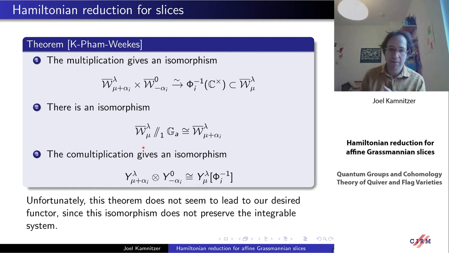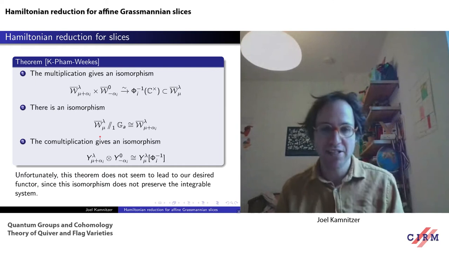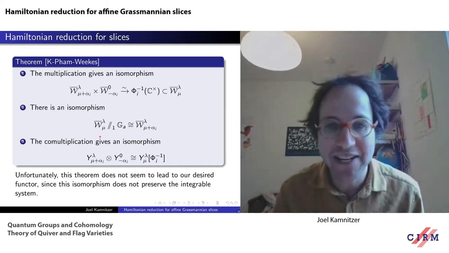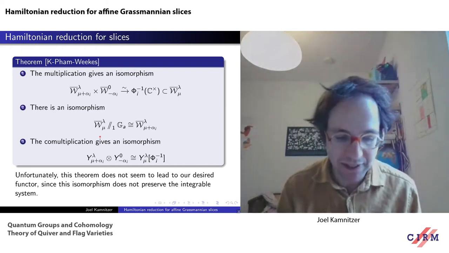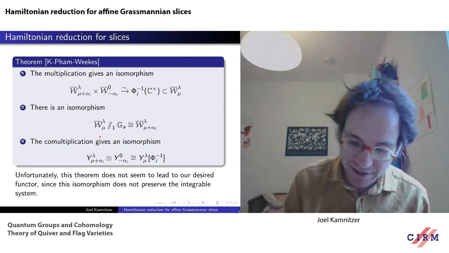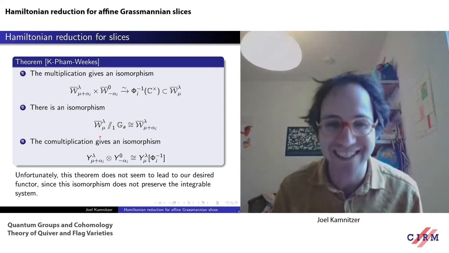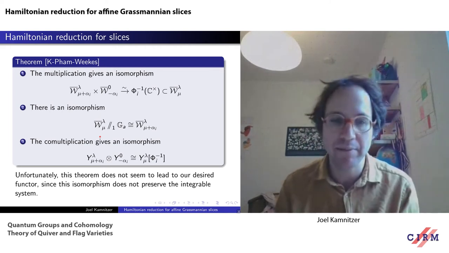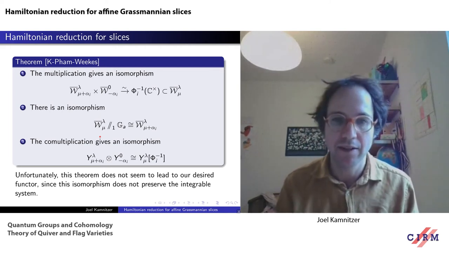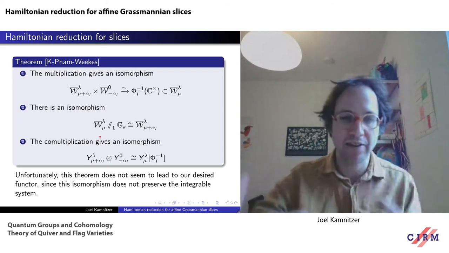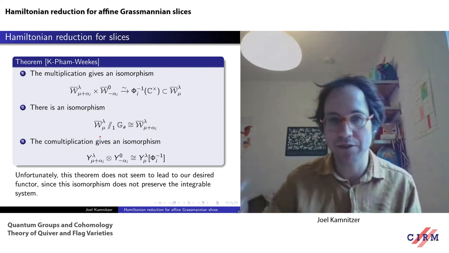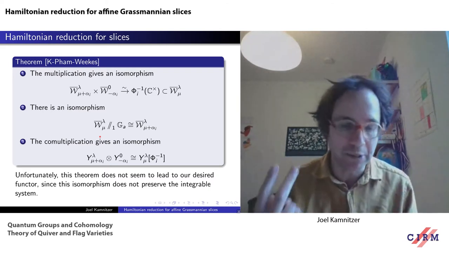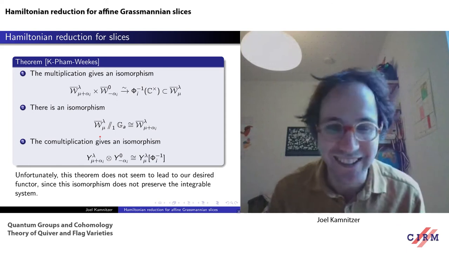Now, let me explain why two is a reasonable statement you might expect. First of all, let's note that the dimension is right, because the dimension of these varieties W lambda mu, which I didn't mention explicitly before, is given by the pairing between two rho and lambda minus mu. Since when we go up by alpha I, the pairing of alpha I with two rho is two, the dimension drops by two. So the dimension looks good.